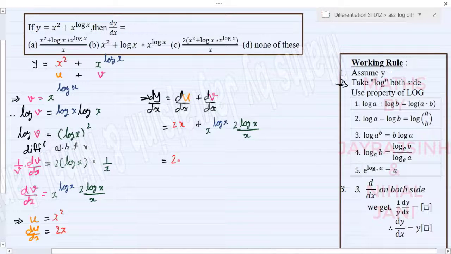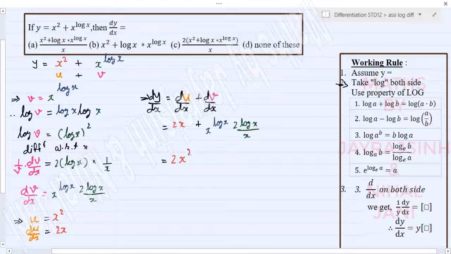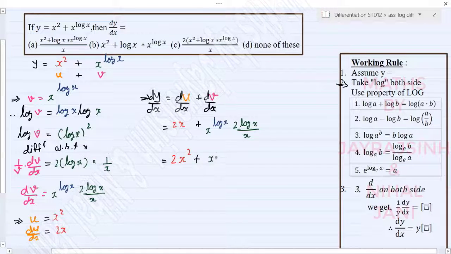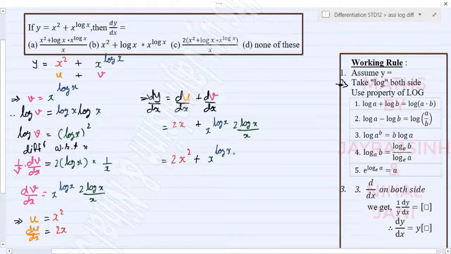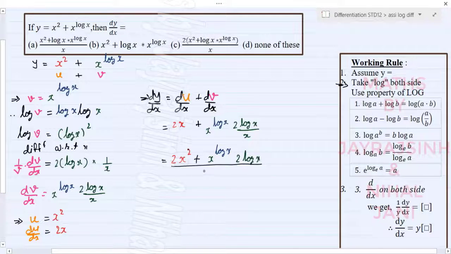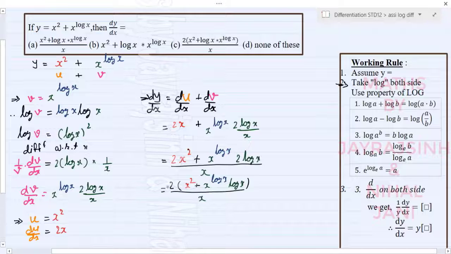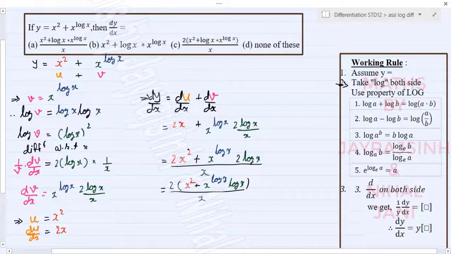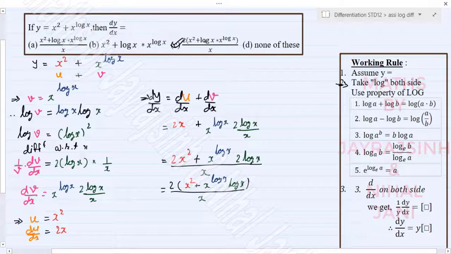So here we'll get 2x square plus x raised to log x into 2 times log x, the whole divided by x. After taking 2 common, you will get 2 times x square plus x raised to log x into log x upon x, which is given in option C.